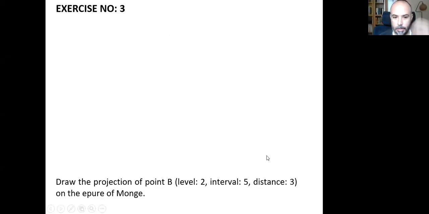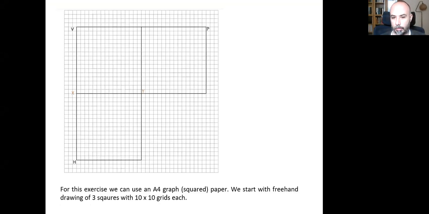For our third exercise, we are going to draw the projection of point B, this time level 2, interval 5, distance 3 squares on the epure of Monge. We can do the same preparation. Again, we can create our 3 squares on A4 graph paper. Each of these squares includes 10 times 10 grids.